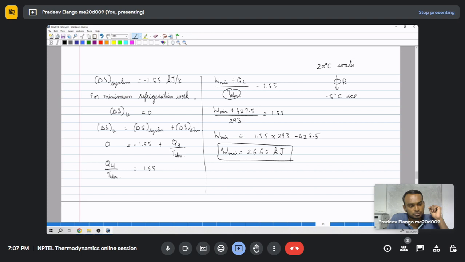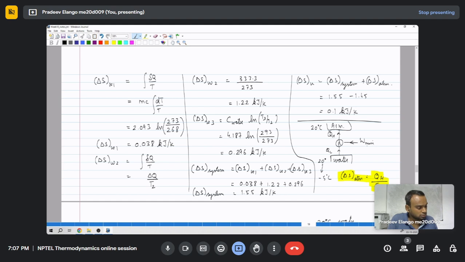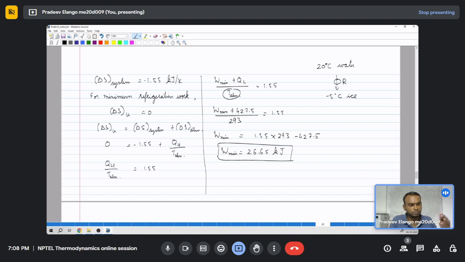Sir, in the diagram which we have drawn for the refrigeration, is the work done by the refrigerator W minimum always? Not always, sir. In the current problem, we are asked to find the minimum work that is needed, so we are considering a case where we have the minimum work. If we have a reversible refrigerator and we do not increase the entropy of the universe during the cooling down process, then we need only 26.65 kilojoules. But in actual, there will be other things coming up, so the actual work will be higher than this. Okay, sir. Understood, sir. Thank you.